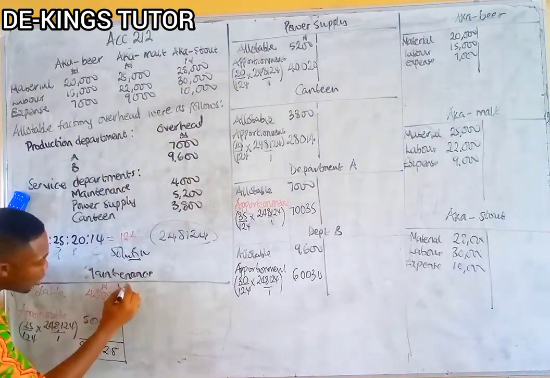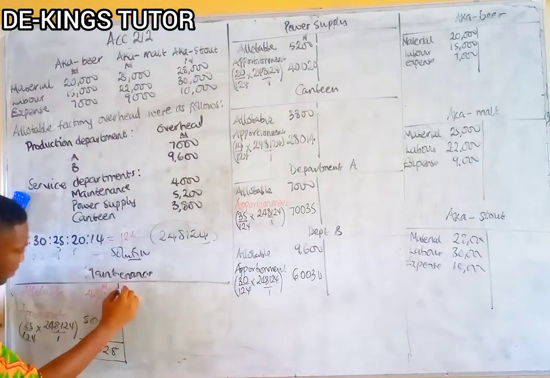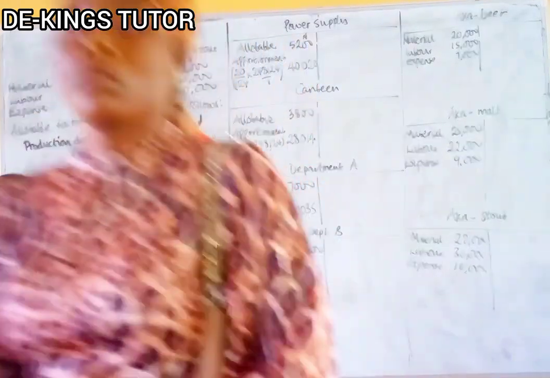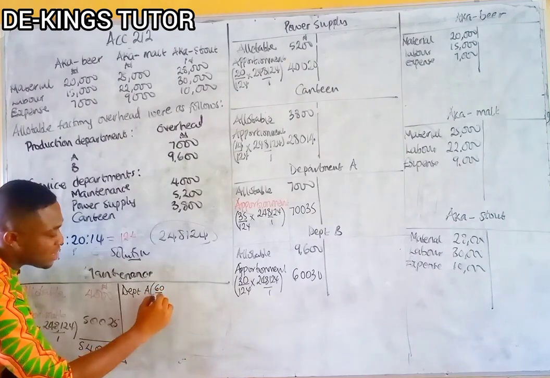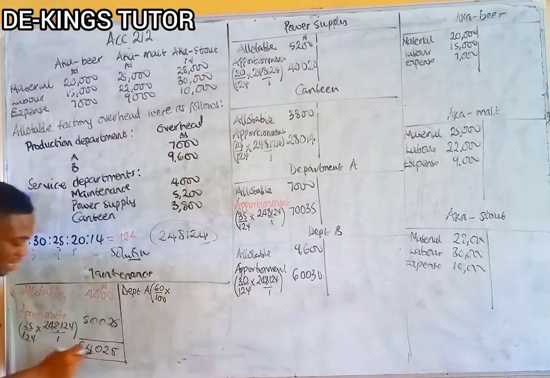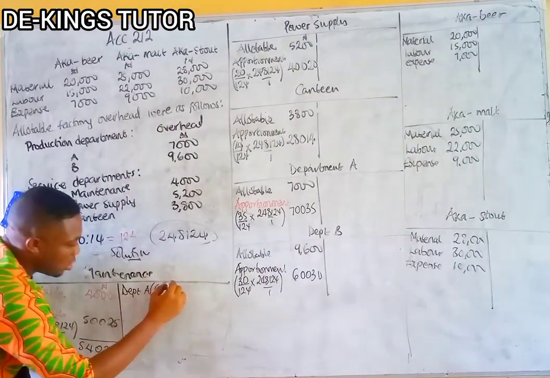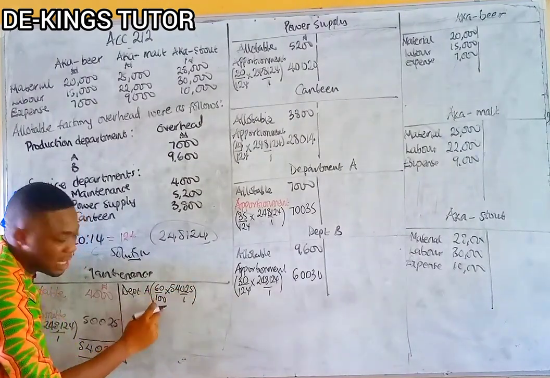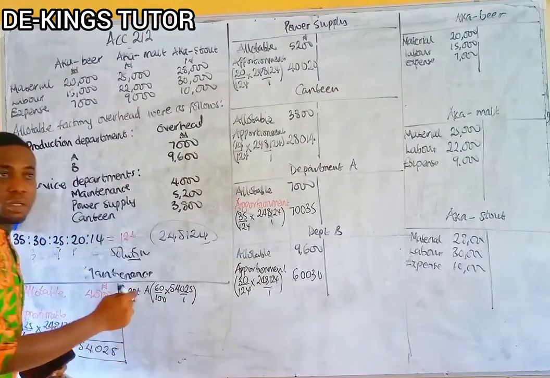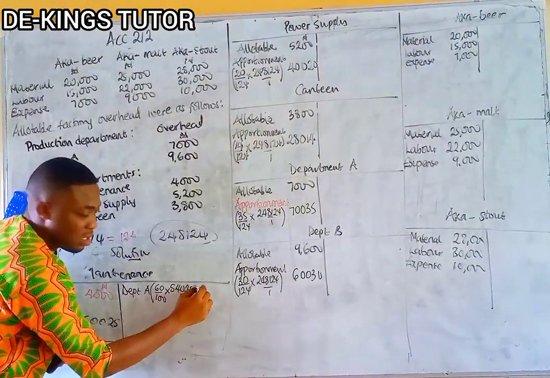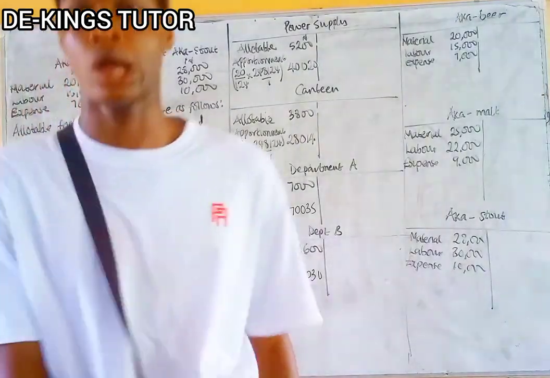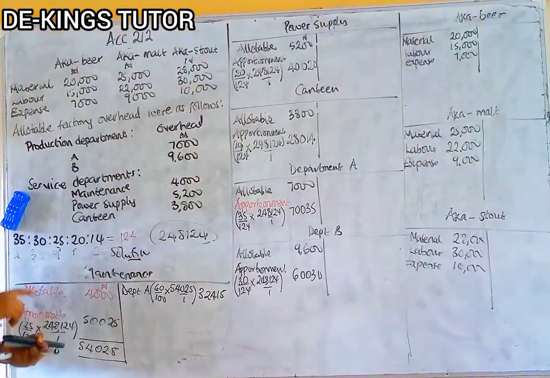So I'm going to have here department A: 60%, which is 60 over 100, times this, 540,125 over 1. Now 60% of this, what do we have? 32415. Any question on this?